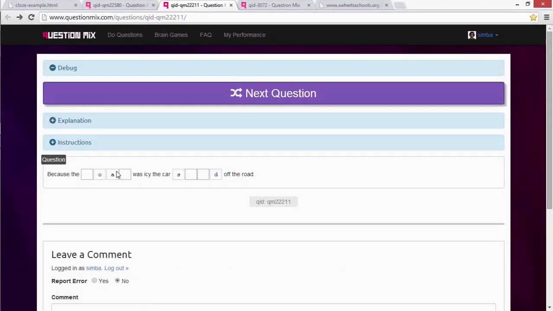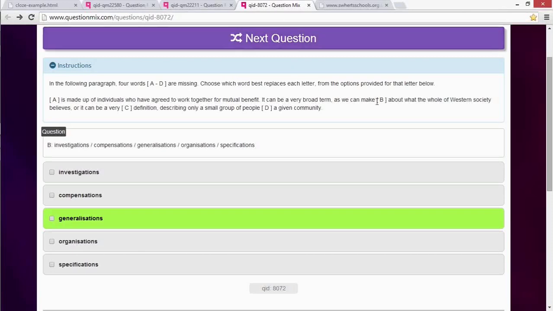Okay, so let's have a look at another variation. This one's got missing words, but it's actually given you a few of the letters as a clue. This one will be quite simple because the road, so you would just simply enter R and D, was icy, the car slid off the road. Let's have a look at another one.